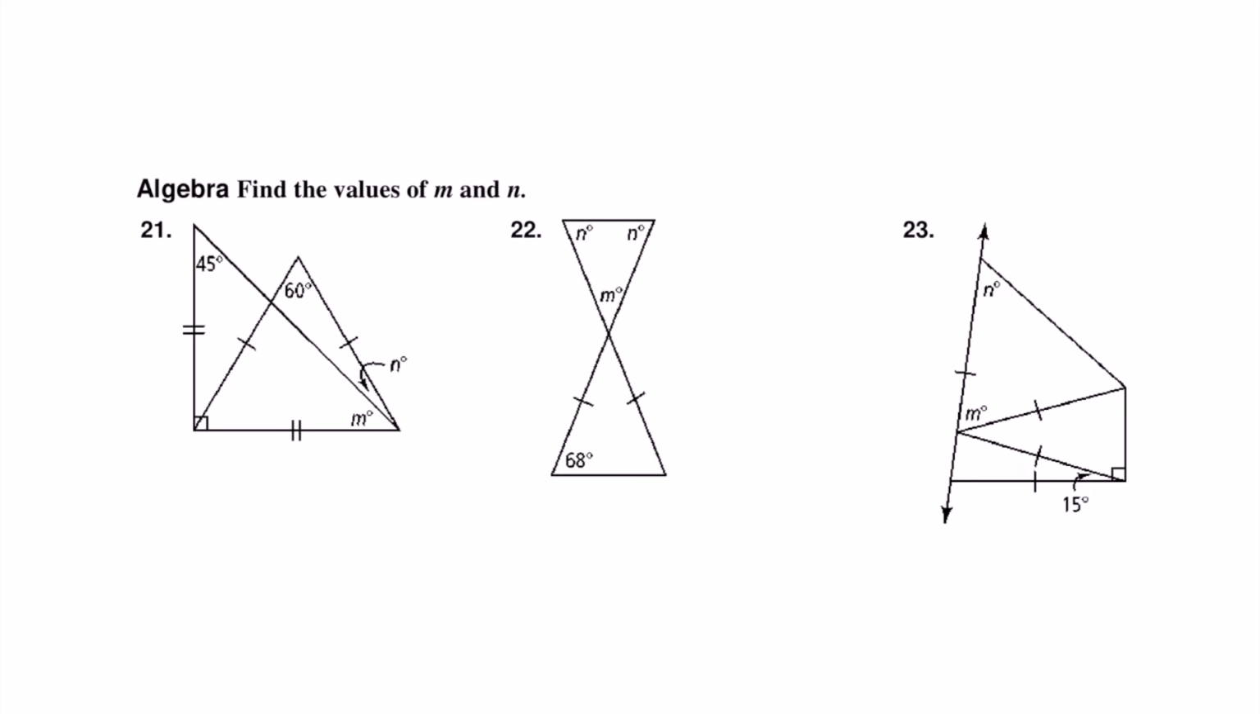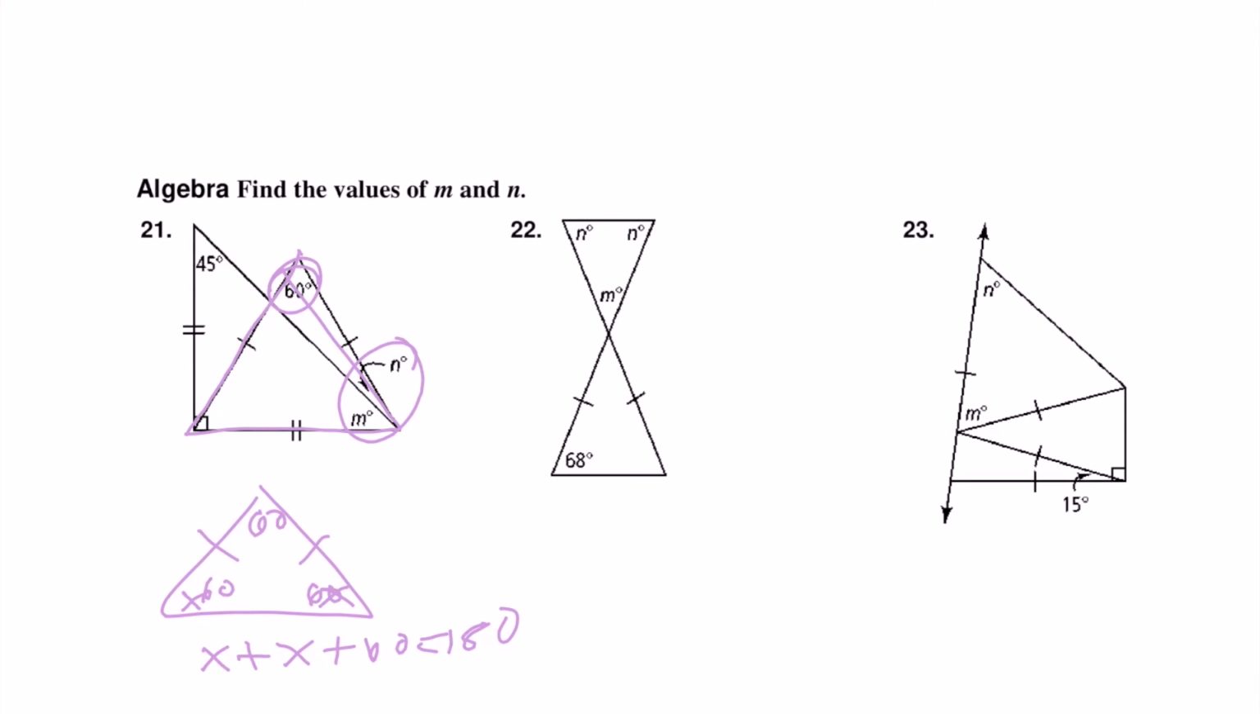Let's just do a couple of these. I'll give you some hints. For number 21, it says find the values of m and n. Well, notice that if this is a 60-degree angle, let's redraw this triangle right here. If that's a 60-degree angle, and these two sides are congruent, then these two angles must be congruent. So x plus x plus 60 equals 180. You're going to find out, hey, this is an equilateral triangle. They're both 60 down at the bottom. So I know right here that m plus n must equal 60.